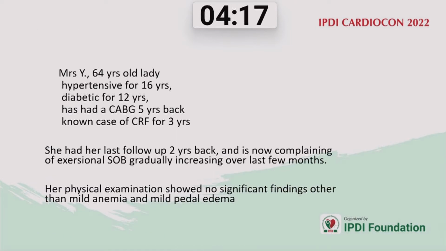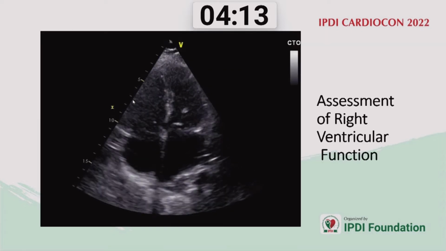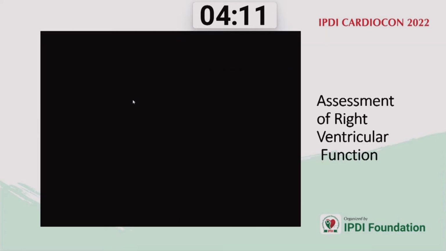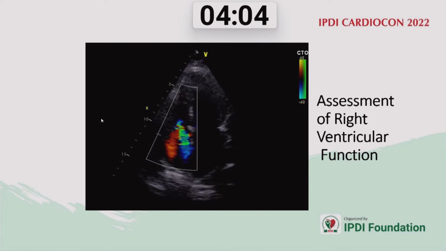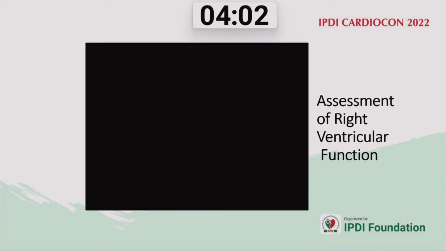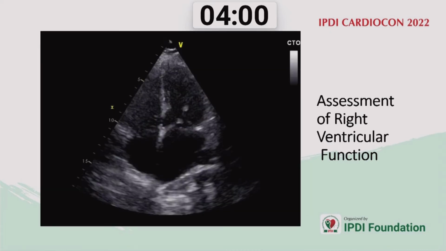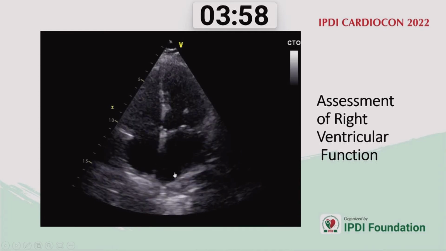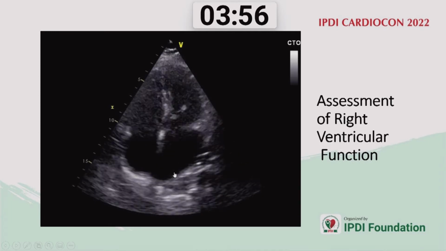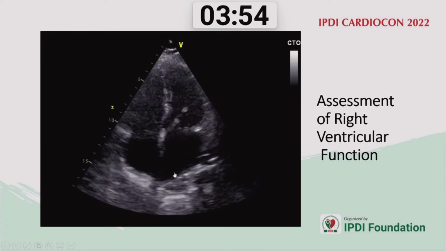So let me come back to one of my cases. A 64-year-old lady. This lady was having diabetes. This lady was having hypertension, diabetes, and had a CAG.